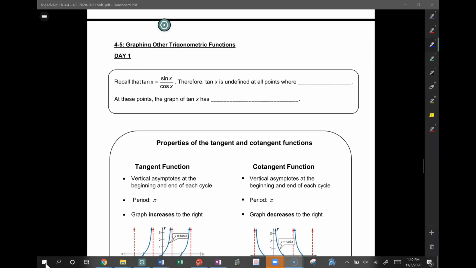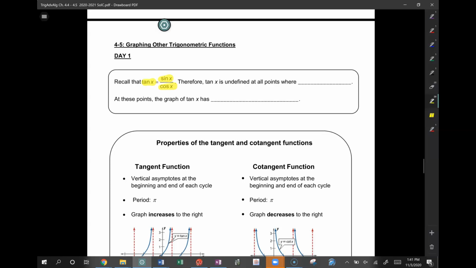In this section, previously we learned how to graph sine and cosine, and now we're going to move on to the next one, the tangent. So today we're going to talk about how to graph a tangent. Here's what we start with. Remember, tangent was sine over cosine.